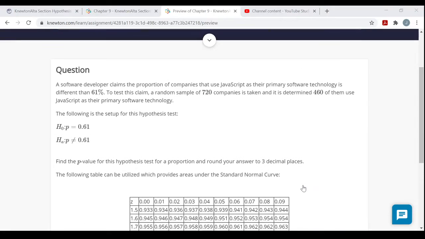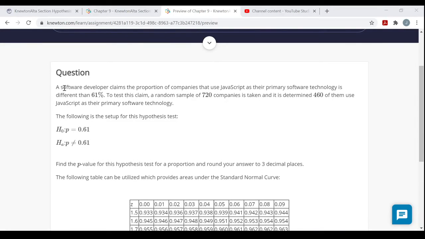Here, a software developer claims the proportion of companies that use JavaScript as their primary software technology is different than 61%. To test this claim, a random sample of 720 companies is taken, and it is determined 460 of them use JavaScript as their primary software technology.